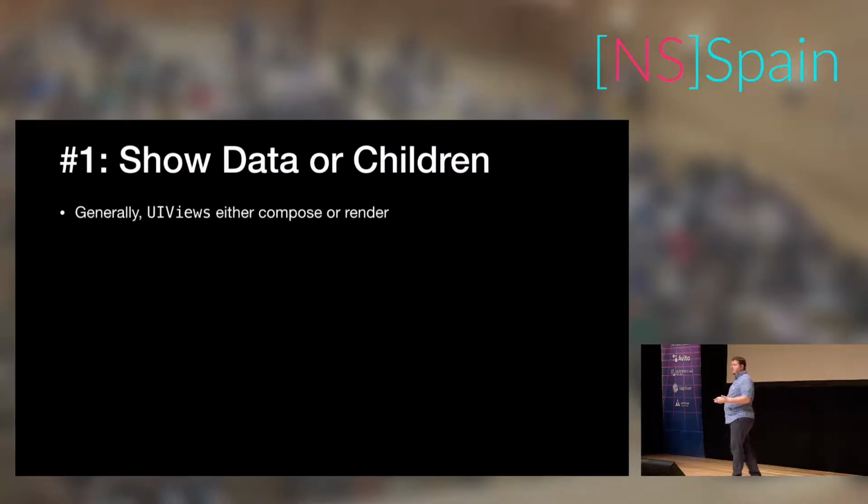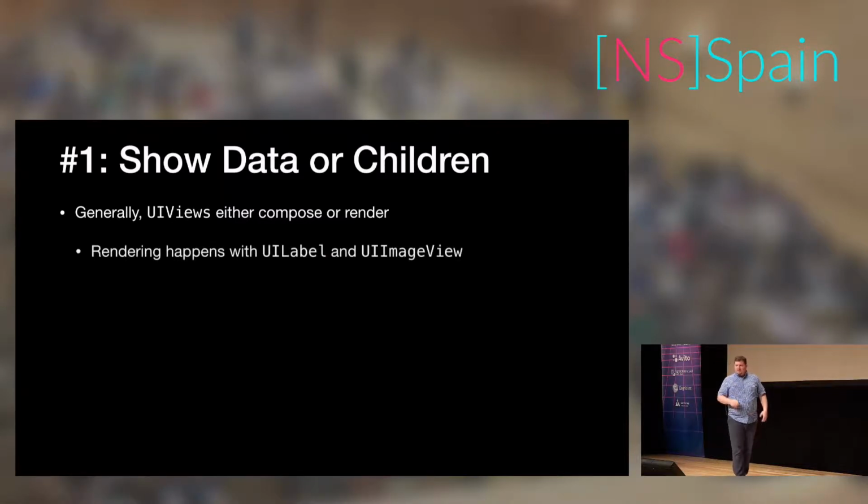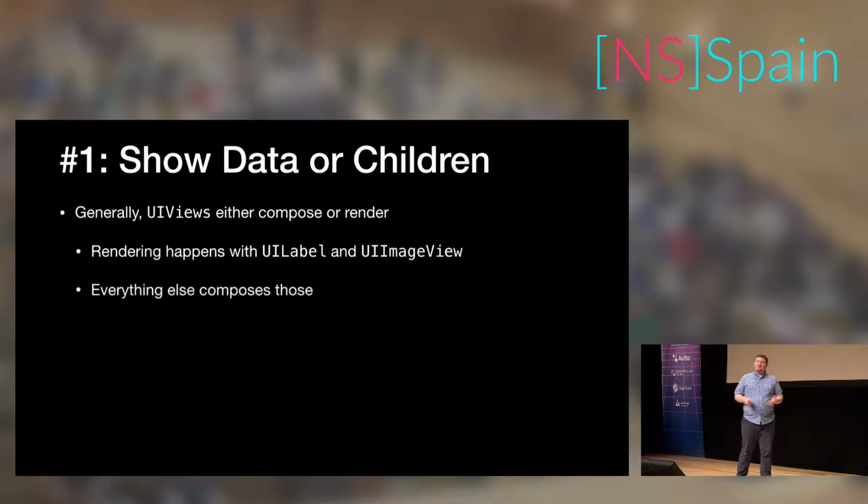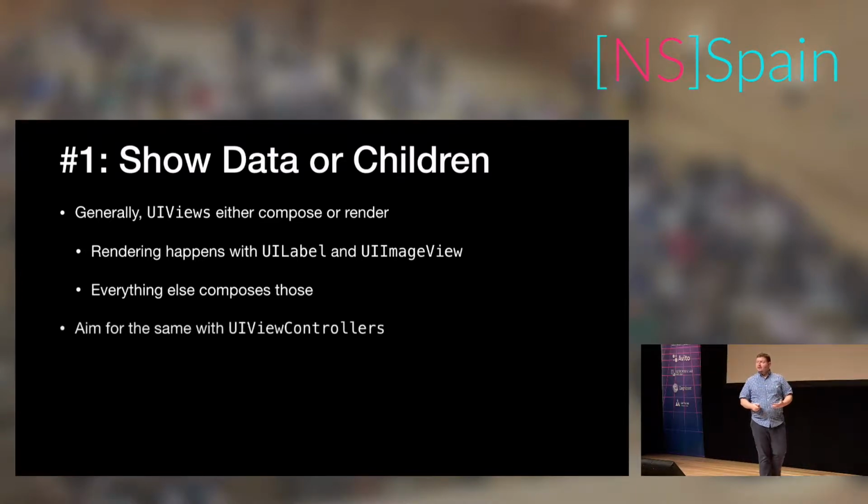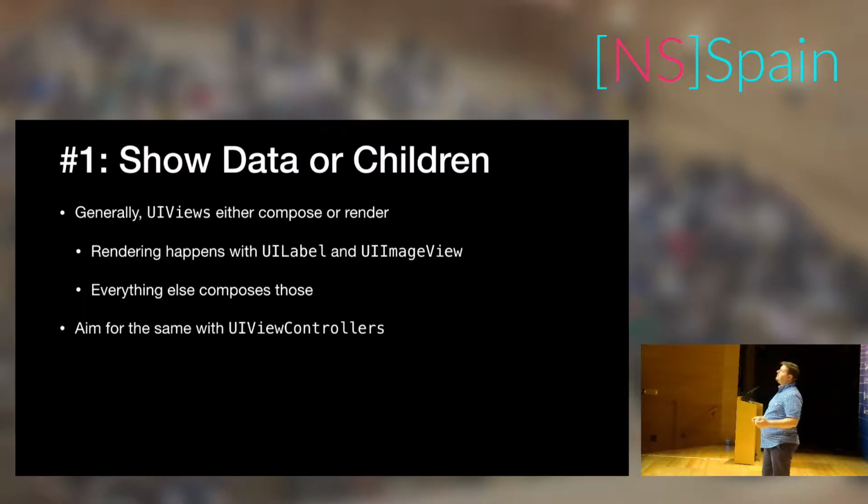So like I talked about, all of the UIKit views either show data directly, which is UILabel and UIImageView, or they farm it out to their children, which, if you go deep enough, end up being UILabels or UIImageViews. So everything else composes those 2. As you get into this with your view controllers, you'll find the same. You'll find that you have 2 flavors of view controllers.